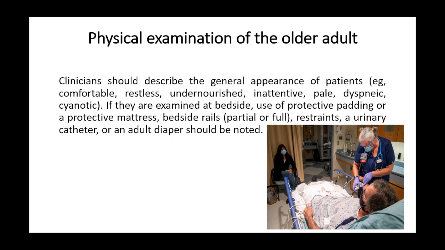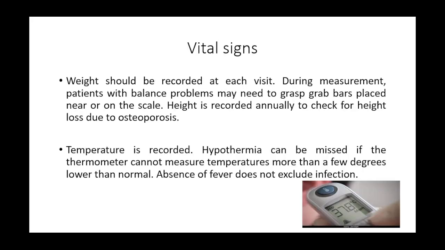Clinicians should describe the general appearance of patients. If they are examined at bedside, use of protective bedding or a protective mattress, bed rails, a resistant urinary catheter, or adult diapers should be noted. Weight should be recorded at each visit.